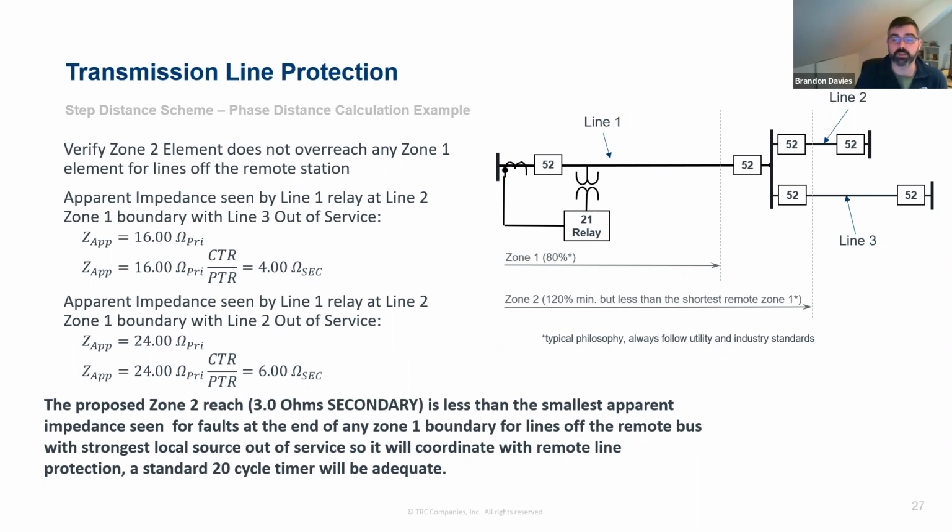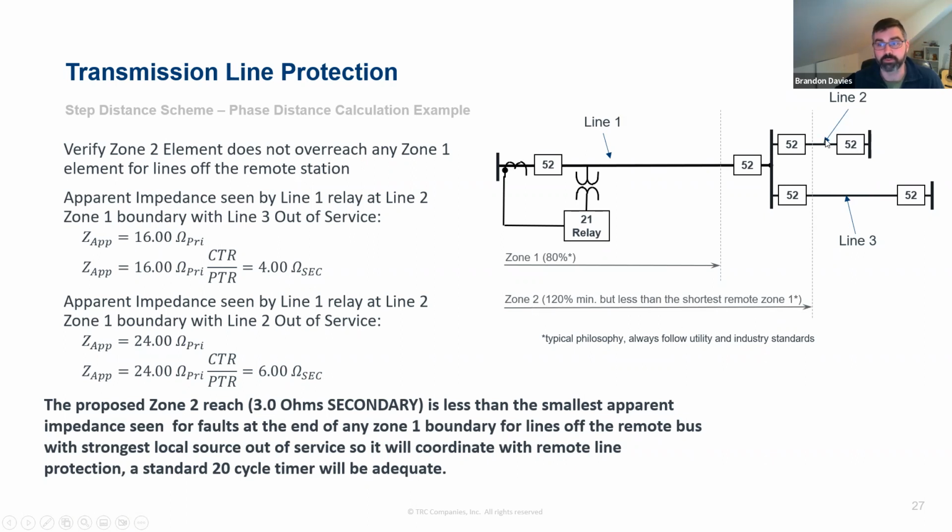But typically what we end up doing in that case is we go the other route, and we use a longer time delay, so that the zone 2 for line 1 here, because it's going to overlap with the zone 2 of line 2, or whichever line it's overreaching, we'll set a longer time delay to allow this zone 2 to coordinate with that one.